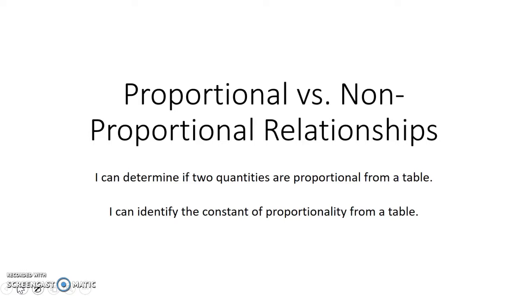The way that these work hand in hand is that if a relationship is proportional, it will have a constant of proportionality. If it is not, it won't have a constant of proportionality, or COP, as we'll call it. So basically, you're looking to see, is there a COP? If so, then yes, it is proportional. If not, then no, it is not. So let's look at what these terms mean.